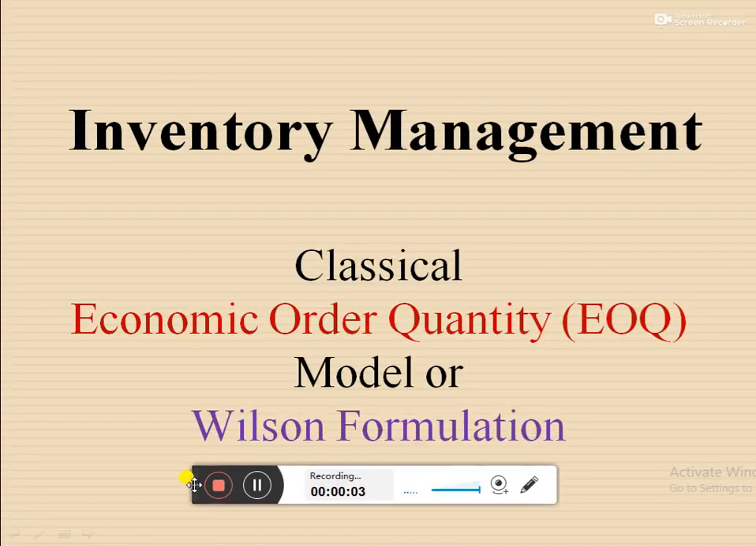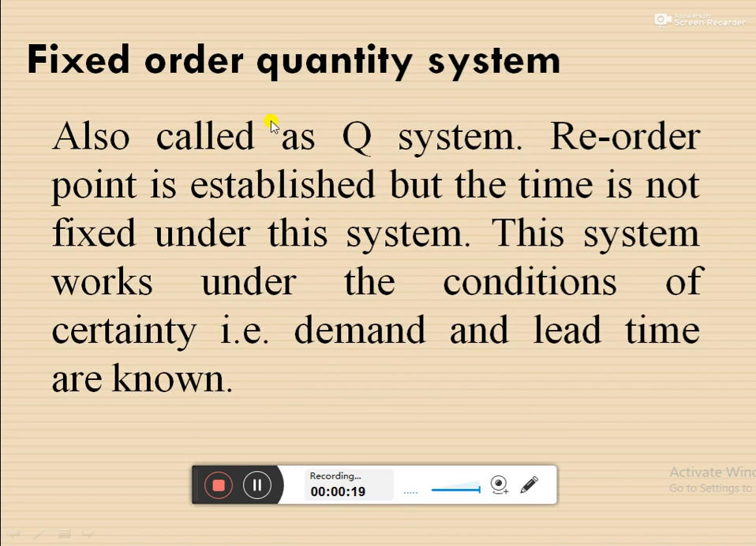Hello my dear students, in this video we would discuss some special cases or some basic terms that are used in classical economic order quantity model or Wilson formulation model of inventory management. In previous videos we have discussed that there are basically two systems of inventory management. One of them is fixed order quantity system and another one is periodic review system.